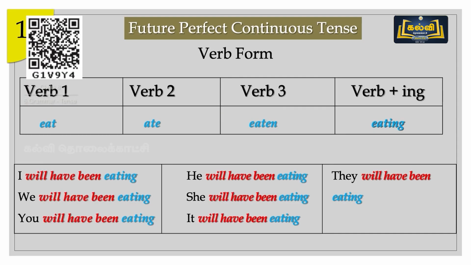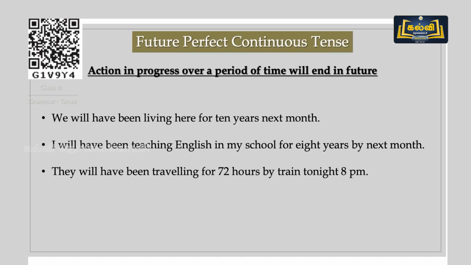The last one is future perfect continuous tense. This is the least used tense form in the English language. And look at the form, look at the screen, and know the form. Will have been eating, we will have been eating, he, she, it, and they will have been eating. So we are using will, have, been plus verb. So it's a longer verb phrase. How can we use this? An action which will be in progress over a period of time that will end in the future.